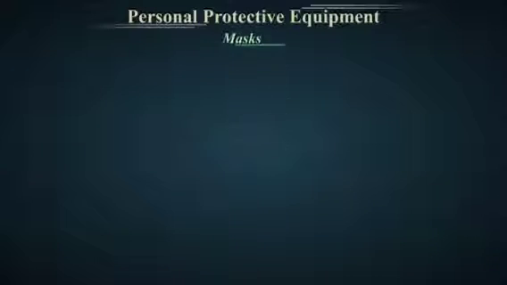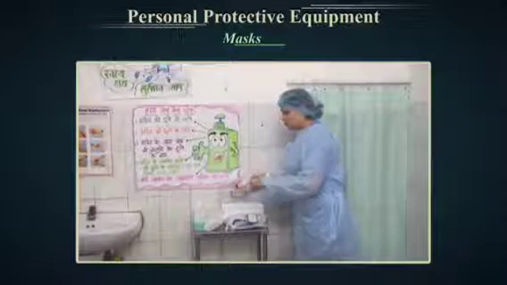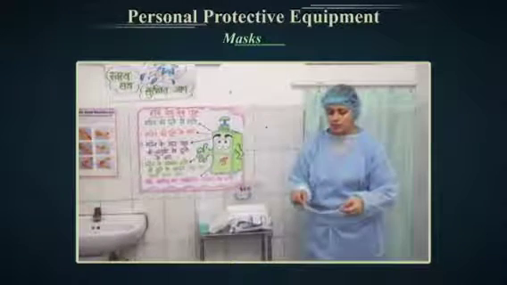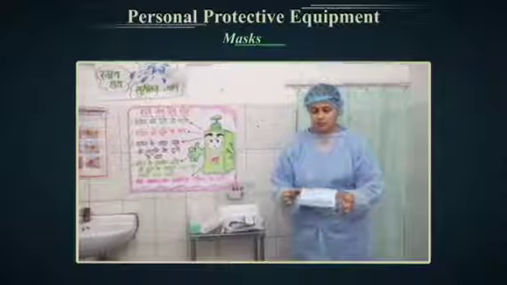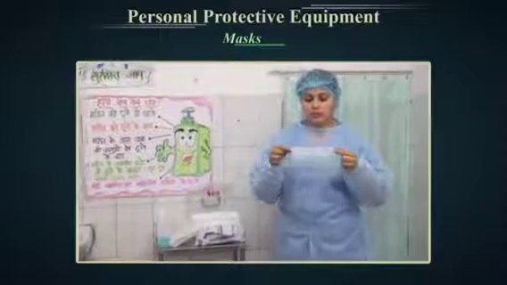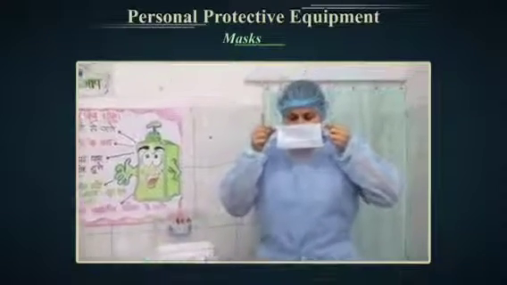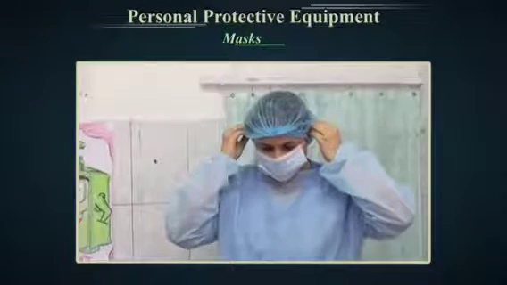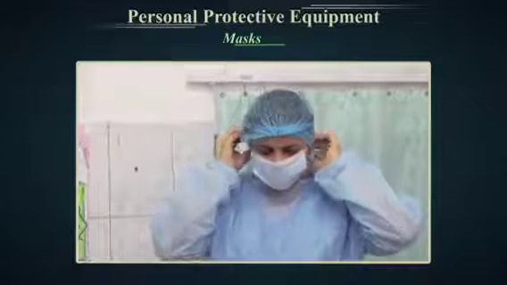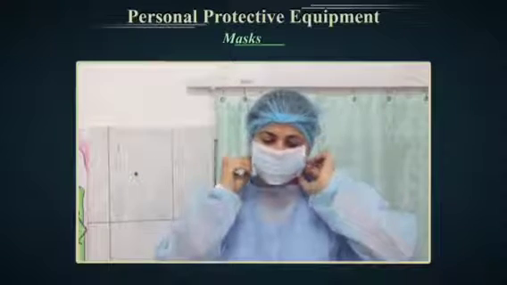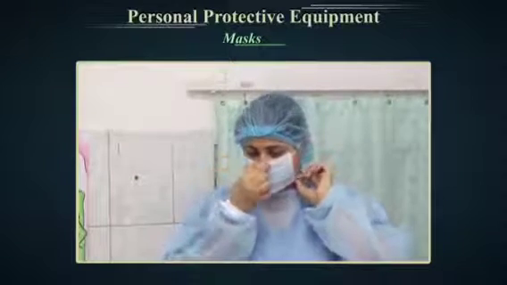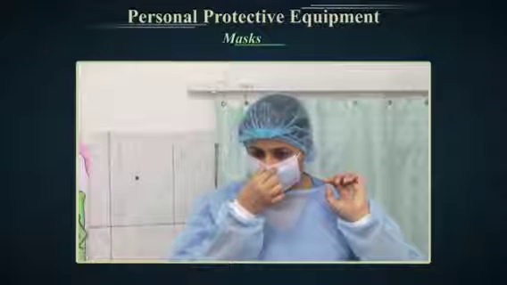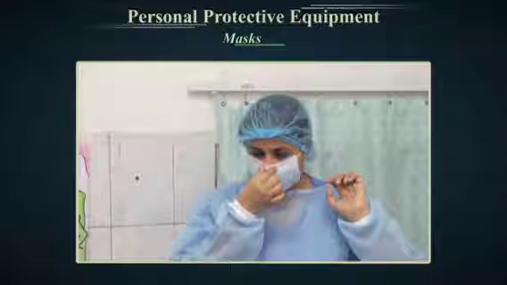Mask. Wear a mask to protect mucous membranes of the mouth and nose when undertaking procedures that are likely to generate splashes of blood and other infectious material. Wear surgical masks as part of standard precautions and also when droplet transmission is expected in patient care. For example, patients with TB or measles.